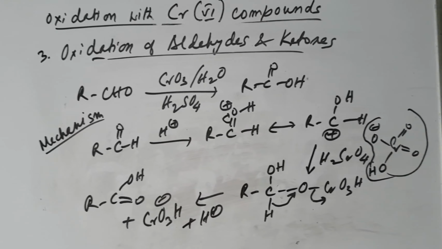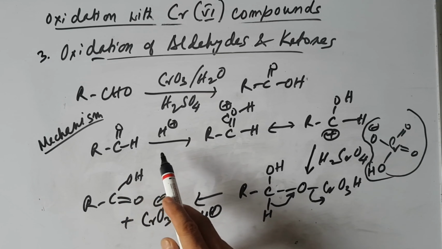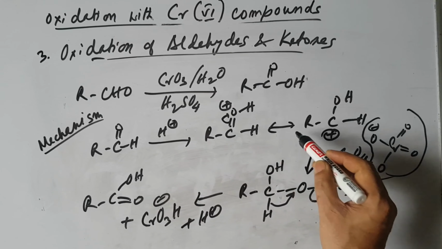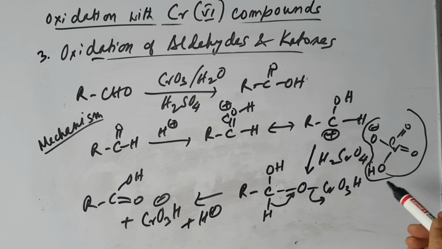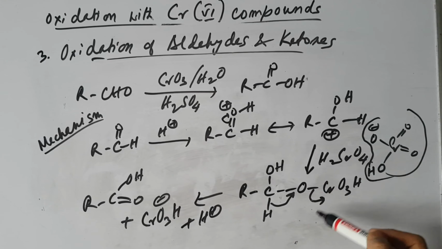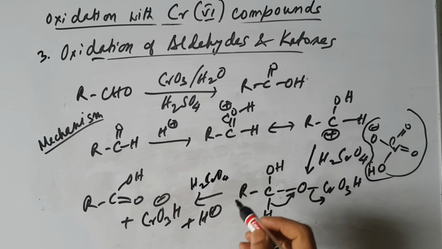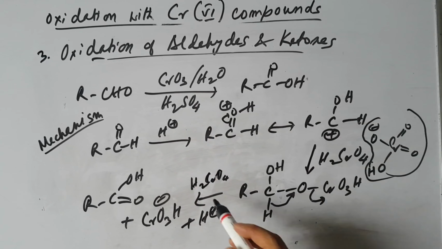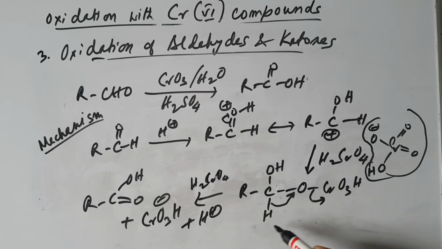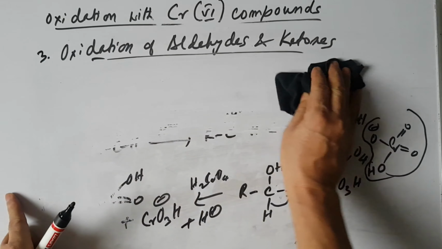I'm repeating the mechanism of oxidation of aldehydes by chromium trioxide or chromic acid. Here the aldehyde undergoes proton attack in presence of acid to give this compound, which has a resonance structure, so a positive charge carbocation is formed. This is attacked by chromic acid, so you get an intermediate. Chromium trioxide with water gives chromic acid, H2CrO4. Attack here, remove this proton, and we get this anion and then the final product. So aldehydes are oxidized to acids, but aliphatic ketones are not generally oxidized.